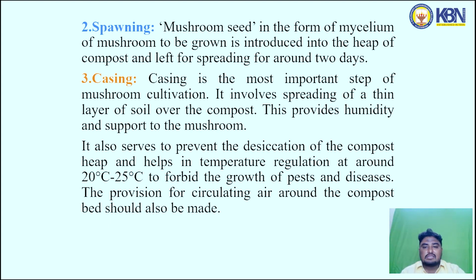Casing. Casing is the most important step of mushroom cultivation. It involves the spreading of a thin layer of soil over the compost. This provides humidity and support to the mushroom. It also serves to prevent the desiccation of the compost heap and helps in temperature regulation at around 20 degrees centigrade to 25 degrees centigrade to forbid the growth of pests and diseases. The provision for circulating air around the compost bed should also be made.